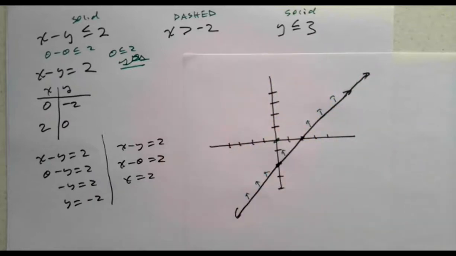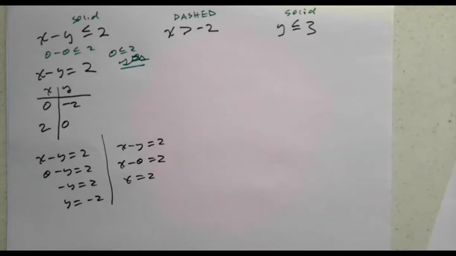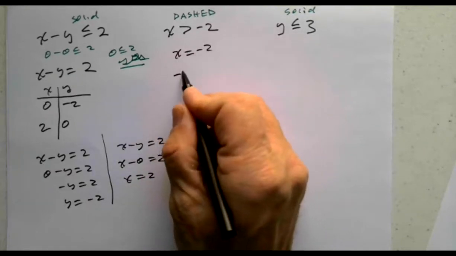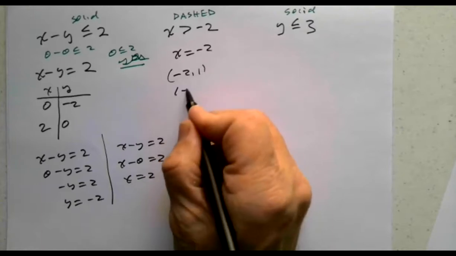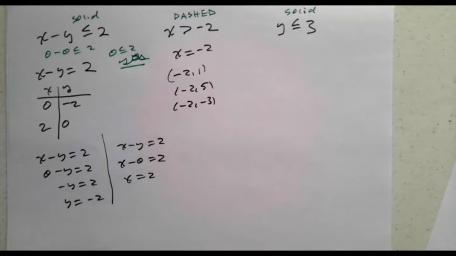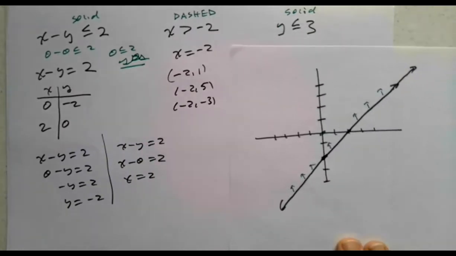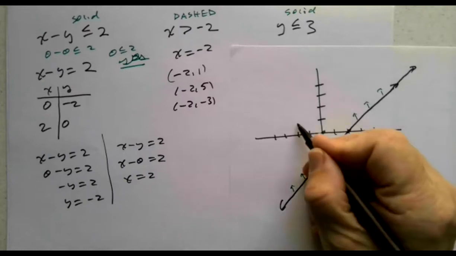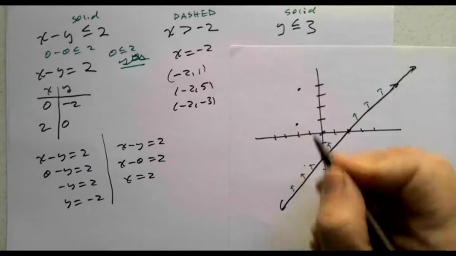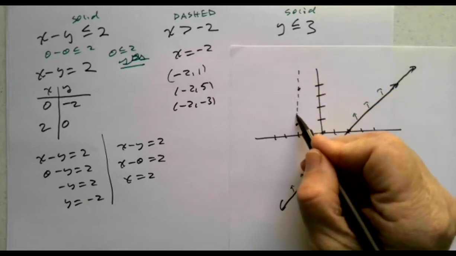So my next one is x is greater than -2. It's a dashed line. Well, how do you graph that? How do I graph x equals -2? Well, remember, x is -2, so it could be (-2, 1). It could be (-2, 5). It could be (-2, -3). So what does that look like? If we put all those on there, (-2, 1), (-2, 5), (-2, -3), it's a dashed line like this.